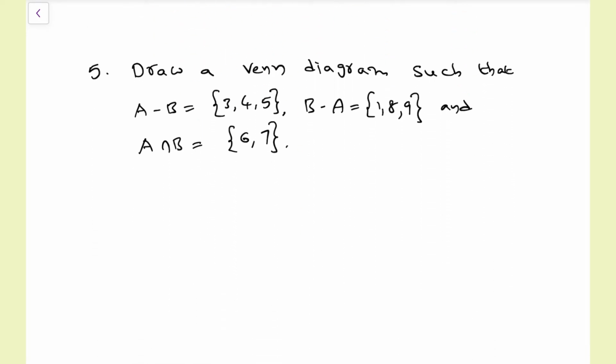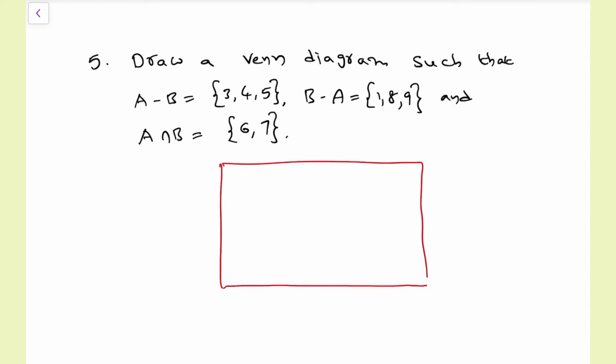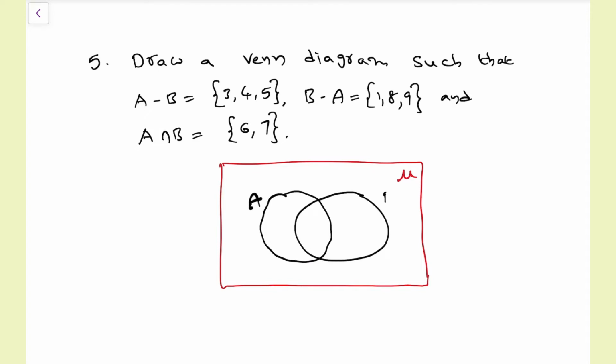Question number 5. Draw a Venn diagram. If you just read the name of the Venn diagram, we need to immediately draw one rectangular box. At the top right side corner, write the universal set. Then 2 circles, 1 circle for set A and 1 circle for set B. This is A, this is B.